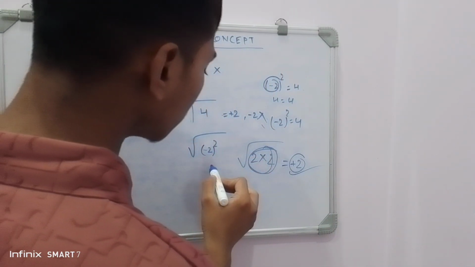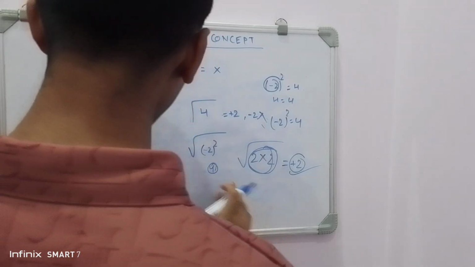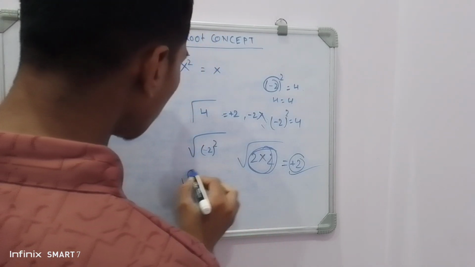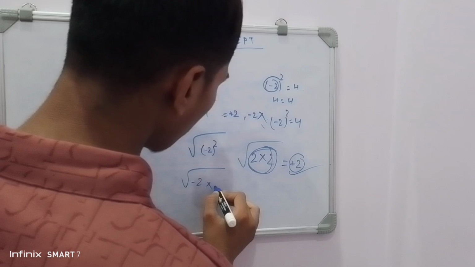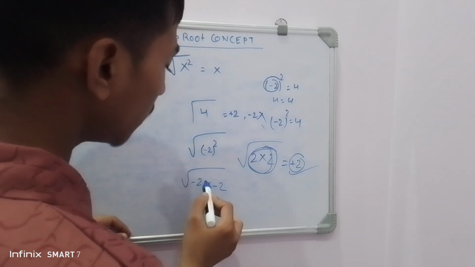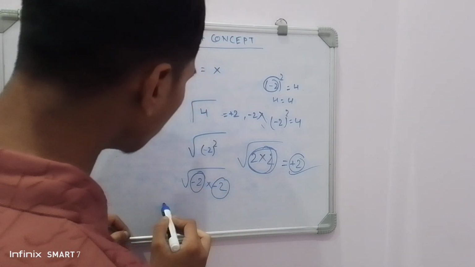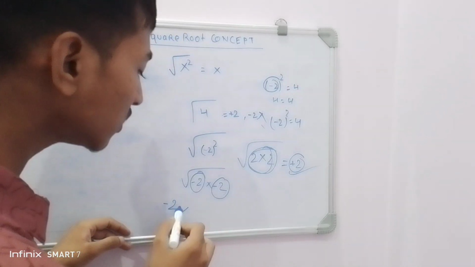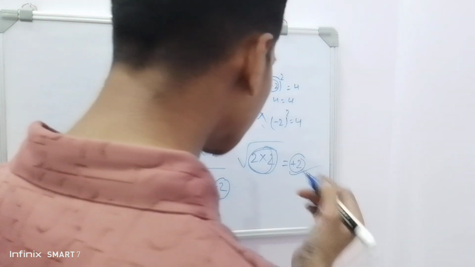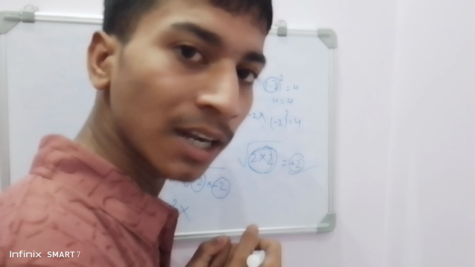Using this concept, you may think it is minus 2 times minus 2, which is equal to 4, and if we have two particular numbers, one is going to come out as minus 2, so this is the wrong way. But why do you say it is wrong? It is mathematically correct.